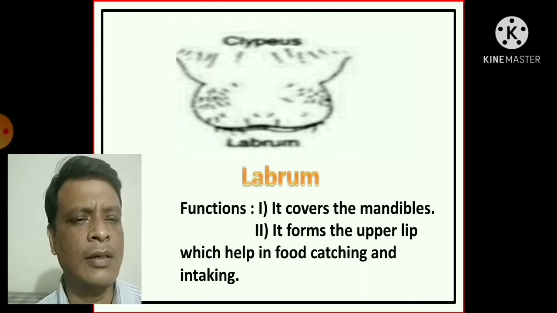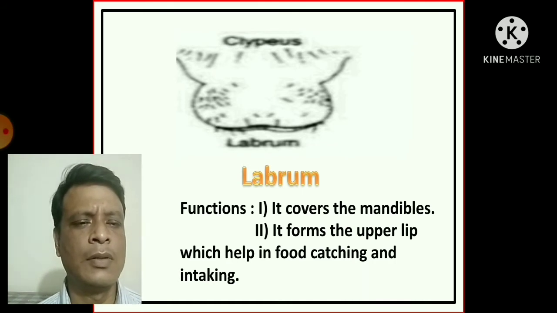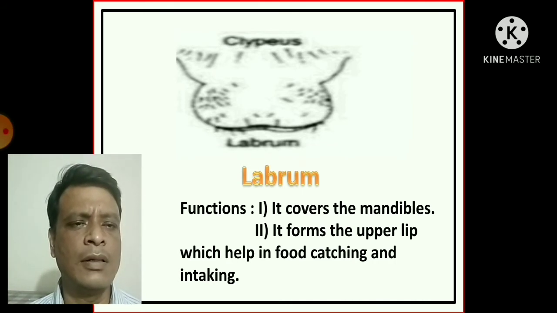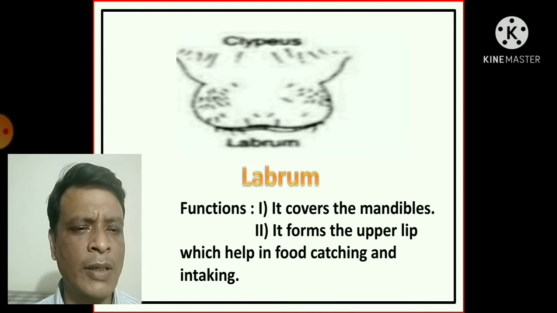This is the round, flat, bilaterally symmetrical mouth part that lies just behind the clypeus of the head capsule. So what are the functions of the labrum? The main functions of the labrum: it covers the mandible. It also forms the upper lip, which helps in food catching and intake.